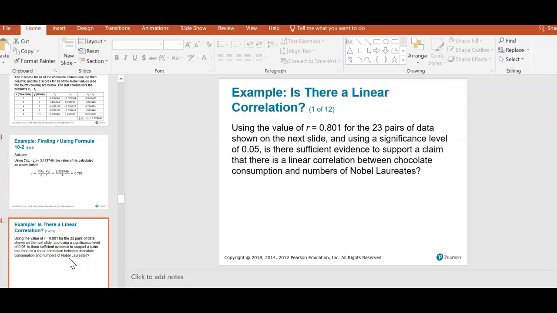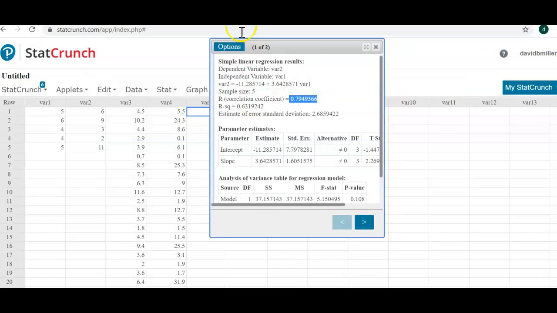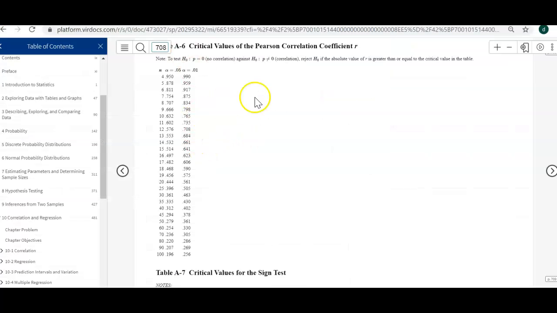A more important question: is there a linear correlation? So this happens when you get your value. What does that mean? Is an R value of 0.2 good? Is an R value of 0.7 good? Is an R value of 0.8 good? The answer to that question lies in a table that is in your textbook. It's in Appendix 6, Table A6, and basically what this has right here is an alpha of 0.05 and an alpha of 0.01.